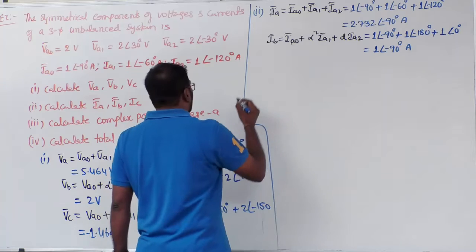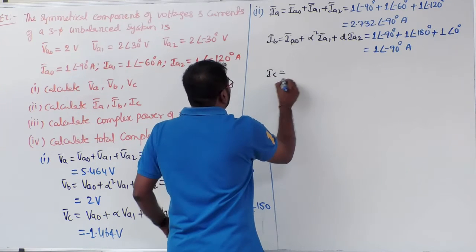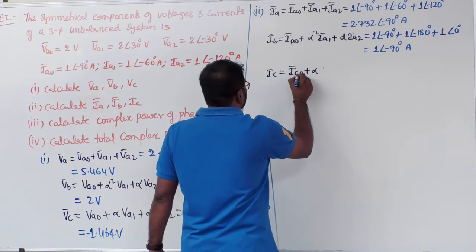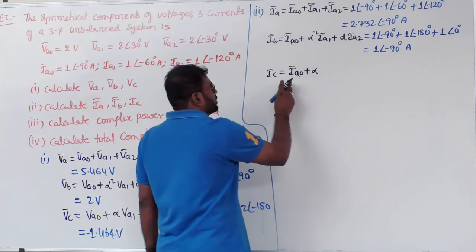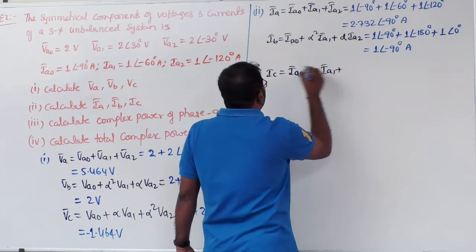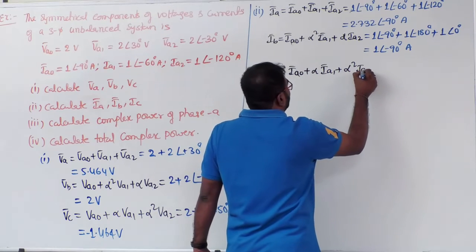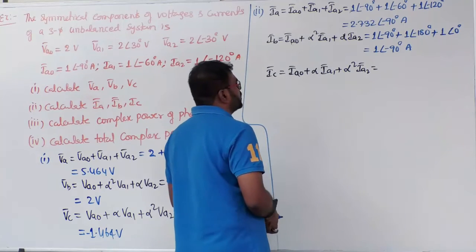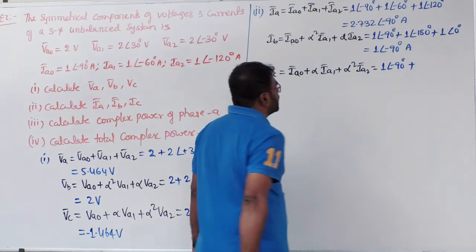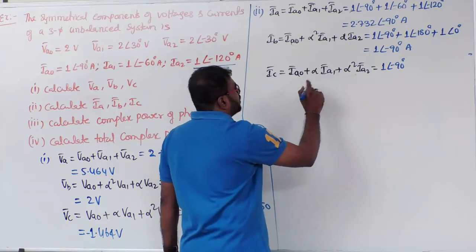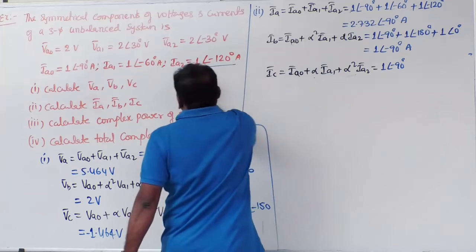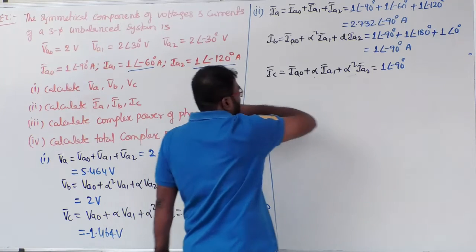Now what is IC? IC equals IA0 plus alpha times IA1 plus alpha square times IA2. Now if I substitute, what do I get? IA0 as it is, 1 at an angle minus 90, plus, now alpha times IA1. Alpha is 1 at an angle 120, times IA1. IA1 is what? 1 at an angle minus 60. 120 minus 60 is plus 60.